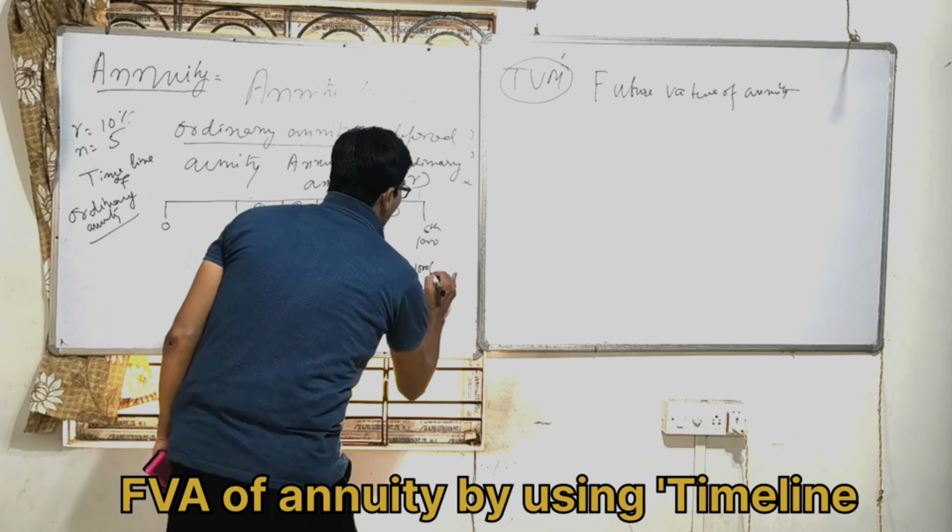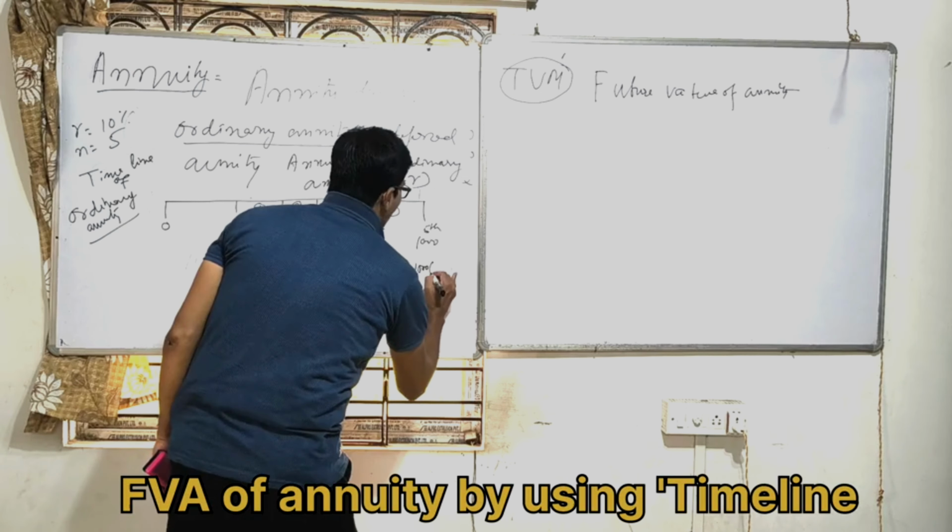Scientific calculator, very easily. 1.1 to the power. You see the scientific calculator. I have shown you several times, again I am showing here. This is the scientific calculator and this is the ordinary calculator. So I am going to a scientific calculator. To the power. How much? 4 times it will be compounded. So 1.464.